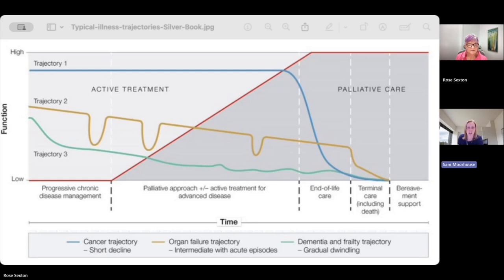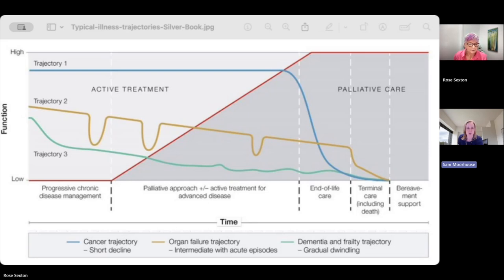One of the trajectories that you don't see on the graph is actually the quick or immediate death, and that would just look like a line going straight down. We won't discuss that in great detail today, but we will have a little bit of a chat about the others.